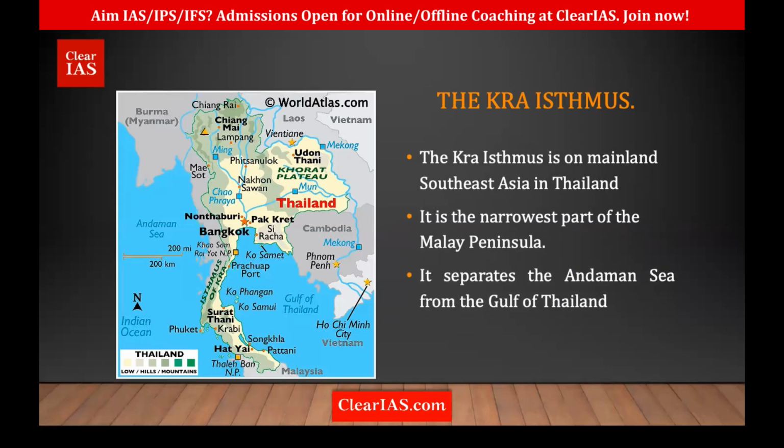Who does it separate? On one side we have the Andaman Sea, which is part of the Indian Ocean, and on the other side we have the Gulf of Thailand. So the Gulf of Thailand on one side and the Andaman Sea on the other. Clear? Yes, that is the Kra Isthmus.